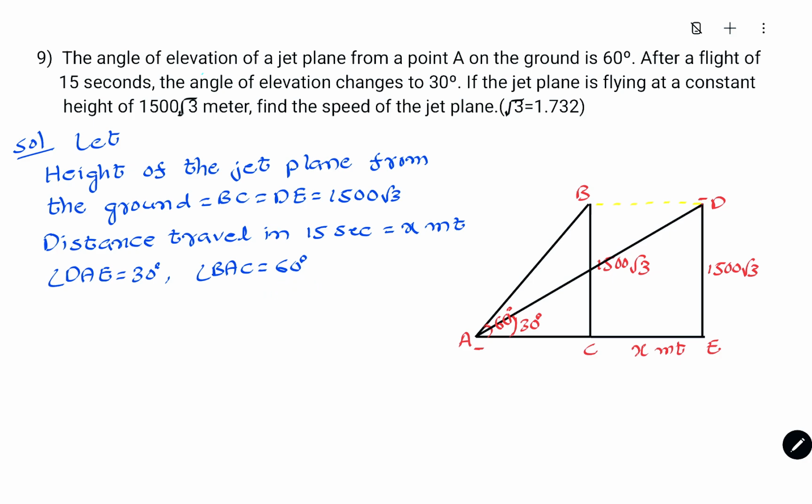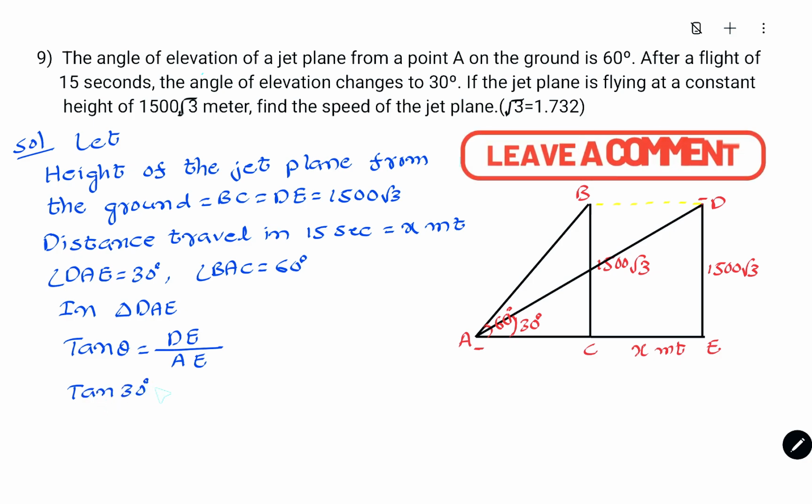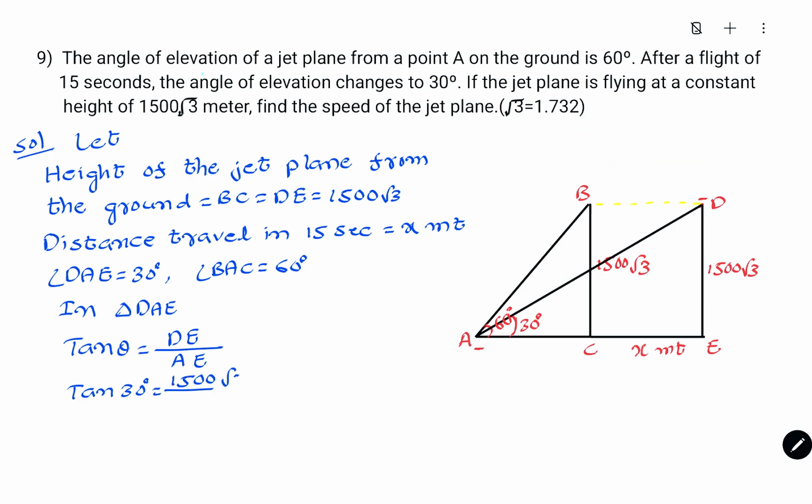Now we take triangle DAE. In triangle DAE, for the angle 30 degrees, we have the opposite side, and we need to find the adjacent side. For that, we take the tan ratio. tan θ = DE/AE, where θ is 30 degrees. DE is 1500√3. Write AE as it is. The value of tan 30 is 1/√3.